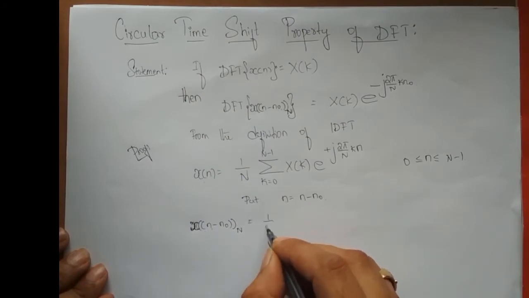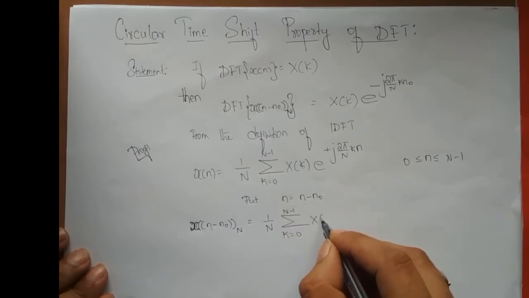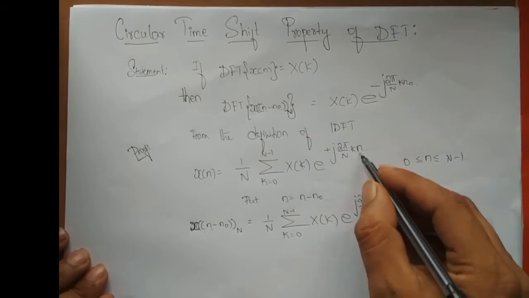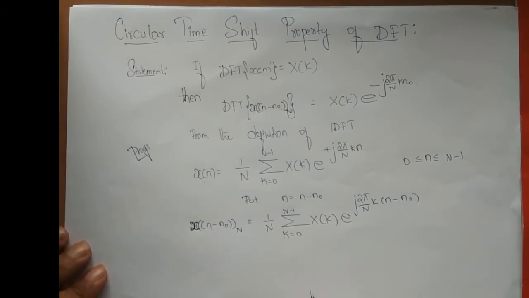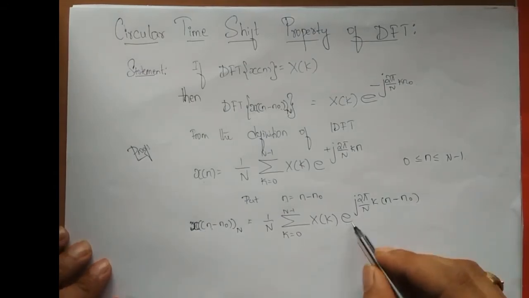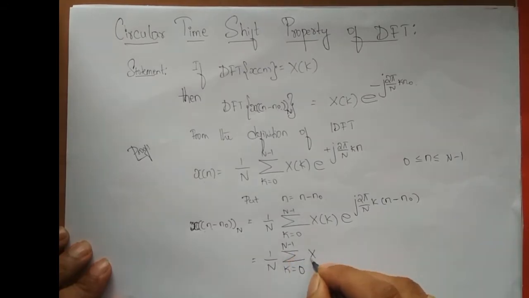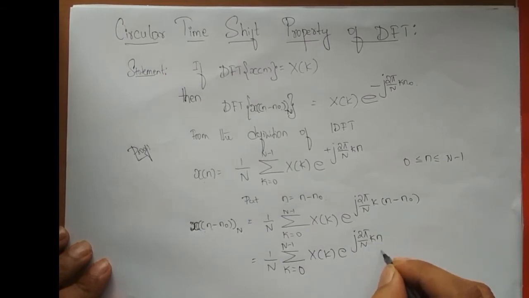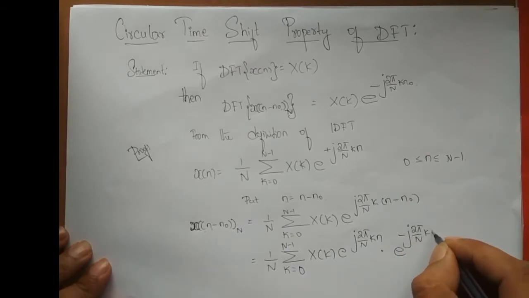It is equal to 1 by N into summation k varying from 0 to N minus 1 X of k into e power j 2 pi by N into k into, so what is n? n is n minus n naught. In the next step I'm going to split this exponential. So what do I get? 1 by N into summation k varying from 0 to N minus 1 X of k e power j 2 pi by N into k into n into e power, this is minus, so minus j 2 pi by N into k into n naught.